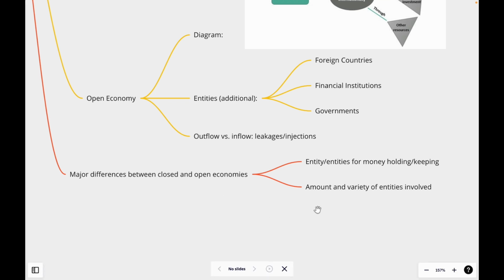And then we have the amount and variety of entities involved. So in the closed economy, all the entities are domestic. They are within the same country, within the same economy, and they are only households and firms. This is different with the open economy because it obviously involves more entities, such as other countries, which are not domestic. They're outside the country border and they're outside the economy.